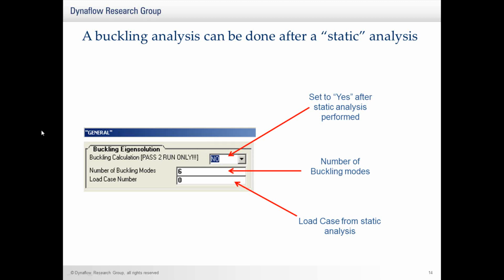Select yes. Then we need to set the number of buckling modes. How many buckling modes do we want to find? Okay, that's the lowest ones. Then we need to choose the load case from our static analysis that we want to use as a boundary condition. So for example, do we want to use weight or the operating case? Once you've set these 3 values, you can press run and the buckling calculation will be done.